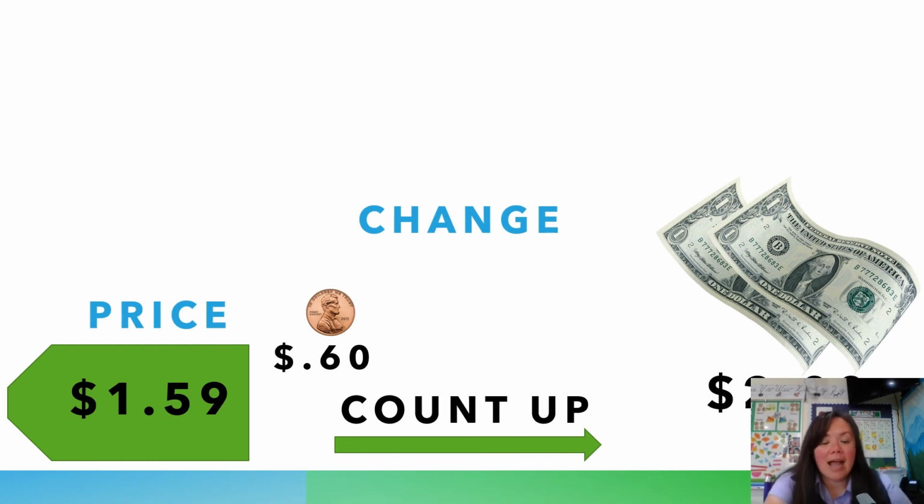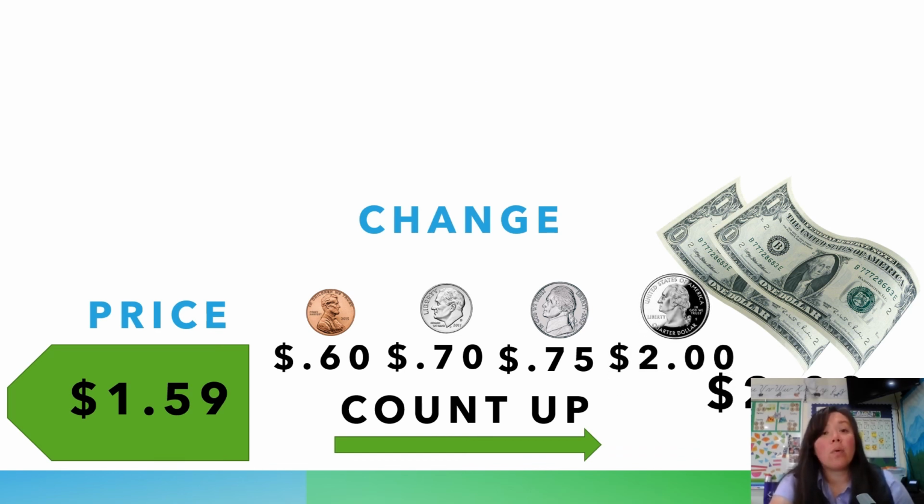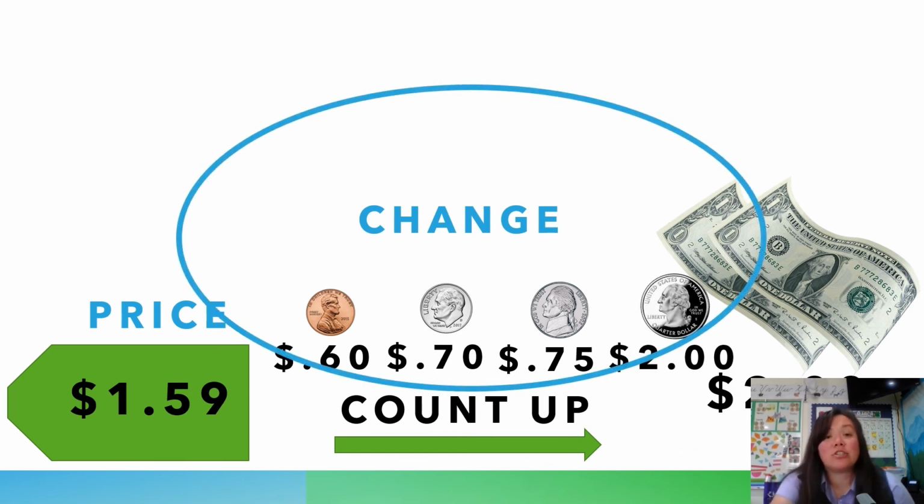What else could I add on? Let's add on a dime. If I add on a dime, now I'm at 70. I've got to get all the way up to $2 here, guys. Ooh, I know. I will add a nickel. That will get me up to 75 cents. And then if you're used to counting by quarters, you know one more quarter will get us to $2. And our change would be 41 cents total.